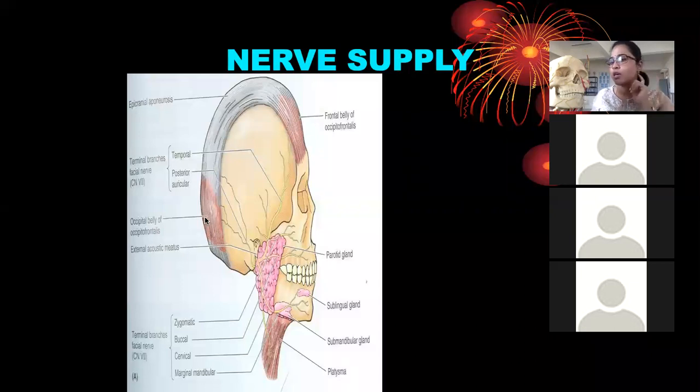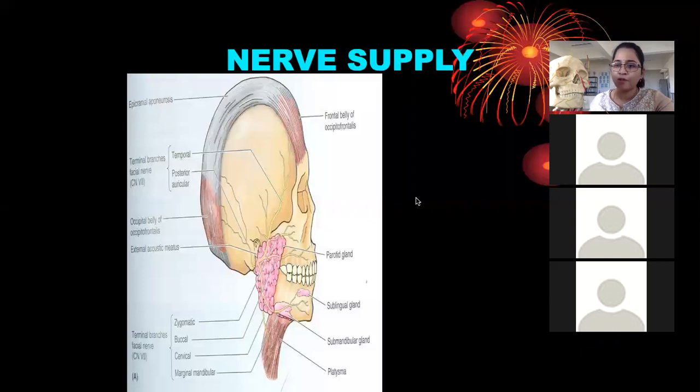And the posterior auricular. Auricle refers to the ear. So the nerve is going back of the ear. That's why it is called the posterior auricular branch of the facial nerve. Posterior auricular branch of the facial nerve supplies the occipital bellies. Any muscle, for its contraction, is supplied or innervated by a nerve. So you need to understand this. These are the motor nerves which supply the frontal and occipital bellies. Everyone clear? Yes, ma'am.